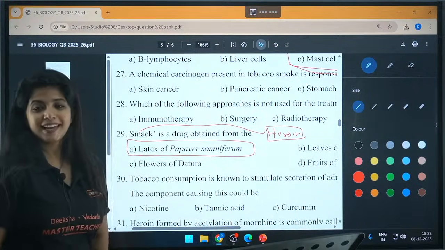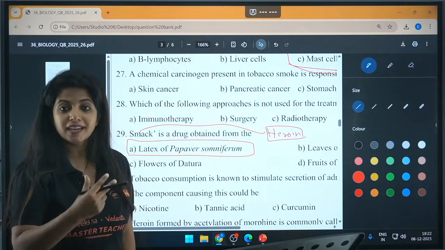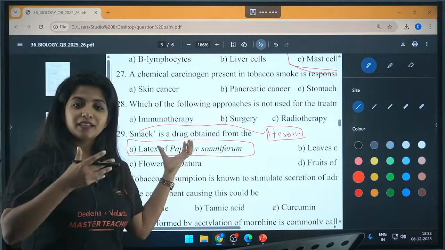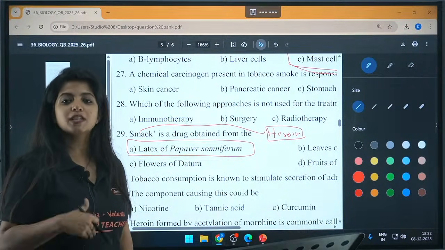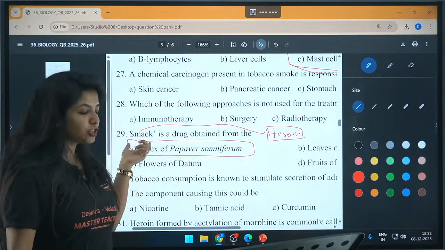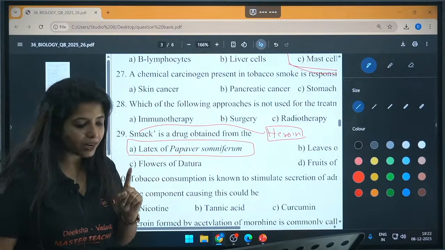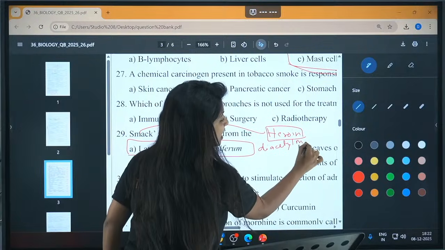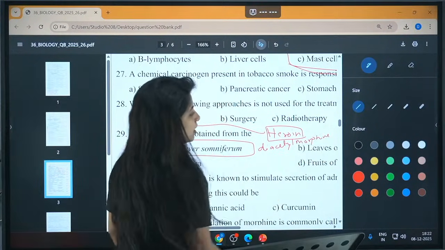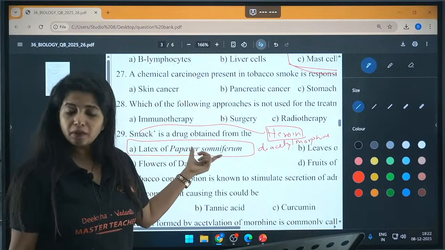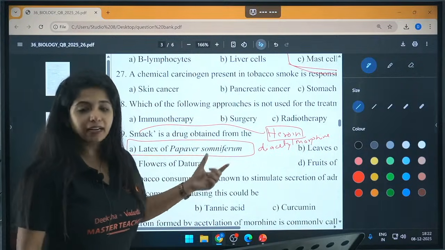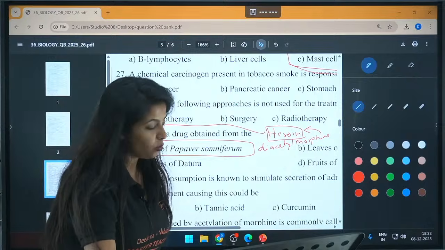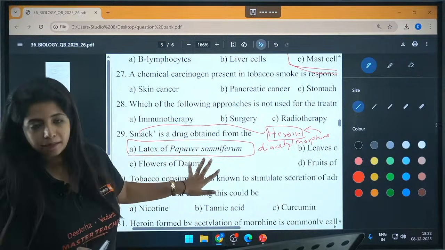Other name for heroin, and heroin comes under opioids, and Papaver somniferum is opium poppy. So whatever thing that you get from this opium poppy are known as opioids. So heroin or SMAC, or you have one more name for it. What is the other name for it? Diacetylmorphin. Why do you call it like that? Because morphine also you get from the latex of the Papaver somniferum. This morphine, my dear children, if at all you acetylate it, that's how you get heroin. Okay, so your answer for this question would be A.